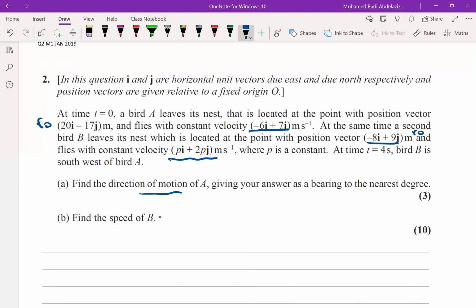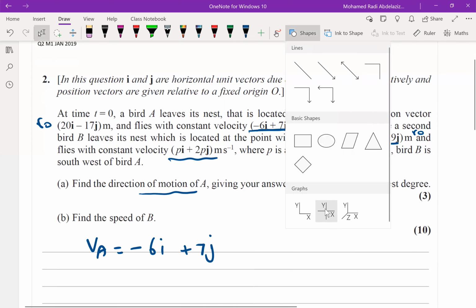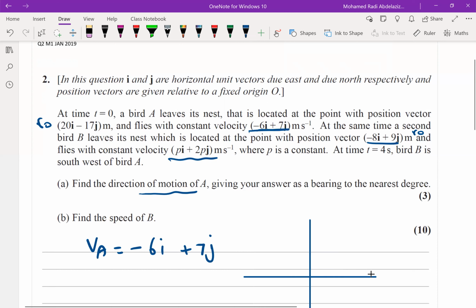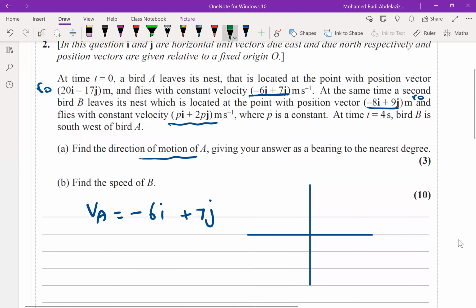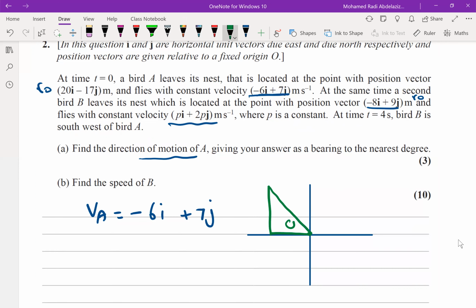It's given the velocity of A. Velocity of A is equal to negative 6i plus 7j. To show the direction as a bearing, we start from this point and move with velocity negative 6. So this is the direction of negative 6, then 7. So you can find the measure of this angle to show the direction.